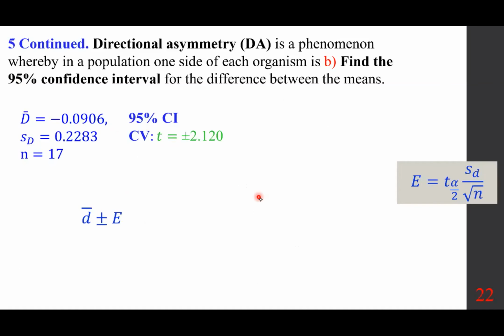And so we are going to look at E, which is t alpha over 2 times S sub D over square root of n. We're going to calculate this because if you recall, in the case of an X bar, we say X bar plus minus E. And in the case of a D bar, we're going to say D bar plus minus E. So let us calculate the E.